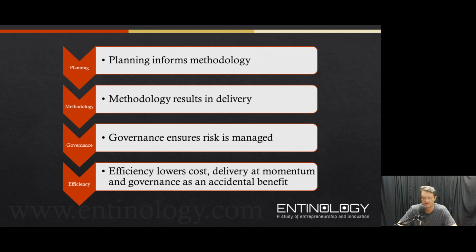Planning happens at rhythm. You do planning at rhythm. You don't execute at rhythm. Execution needs to flow. It needs to run all the time. It never stops. That needs to carry momentum.